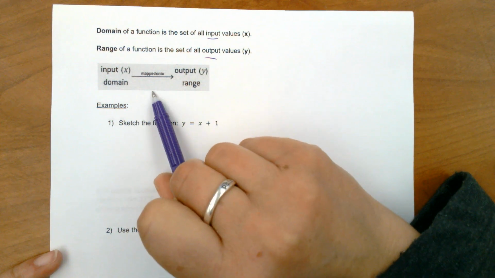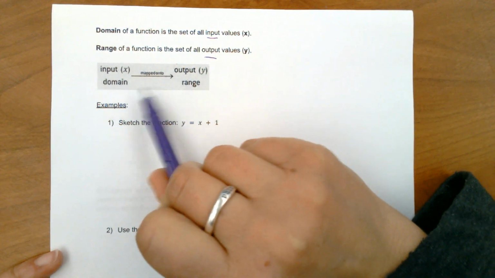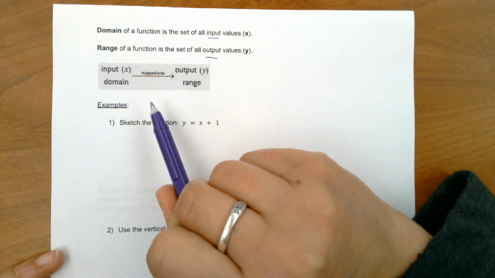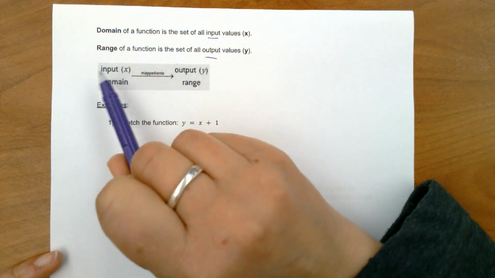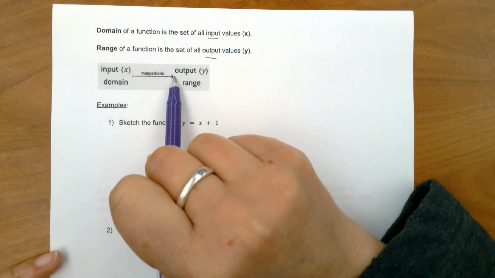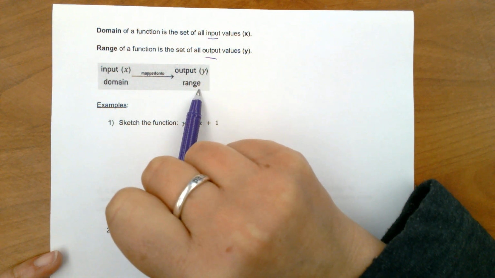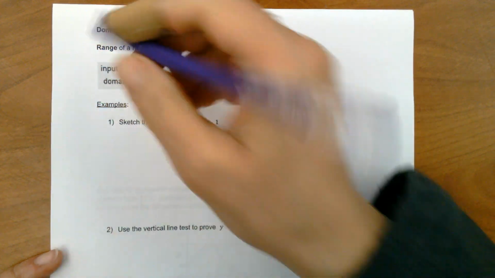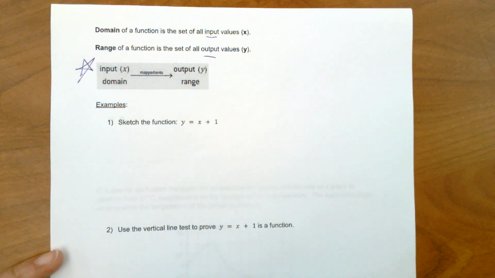I have a nice little representation for you, a visual, that's what I meant. So we have input, which is x, that's the domain. These all go together. That's mapped onto, there's our arrow, our outputs, which is our y, which is also known as range. So that's definitely a good visual representation of what I'm trying to explain.